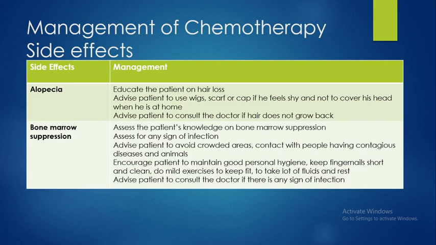Then bone marrow suppression is another side effect. Assess the patient's knowledge on bone marrow suppression; we should ask the patient and get an idea whether the patient has an idea about bone marrow suppression or not. Then, for any signs of infection, advise the patient to avoid crowded areas, contact with people having contagious diseases, and animals, because when the bone marrow is suppressed, that directly affects our immunity, right.